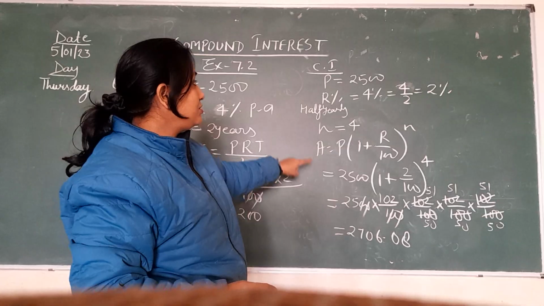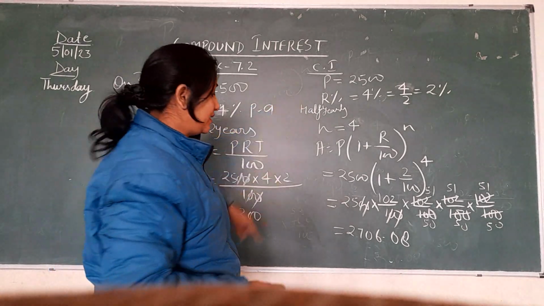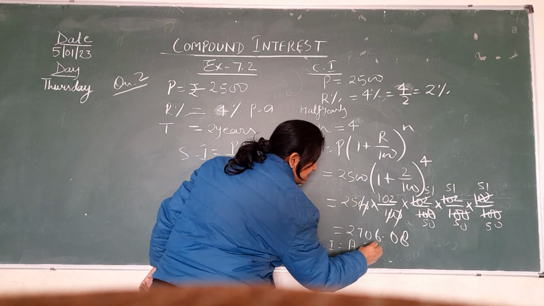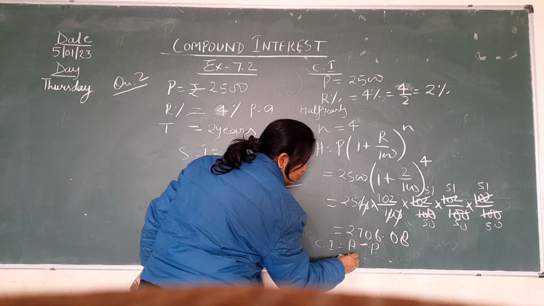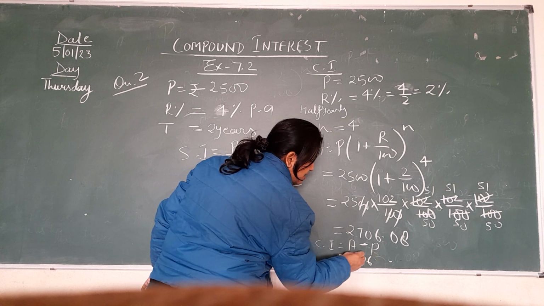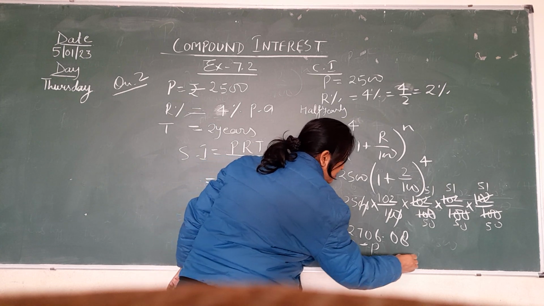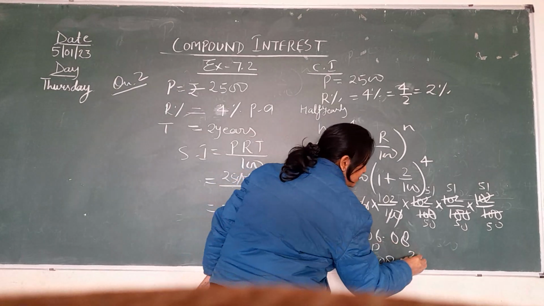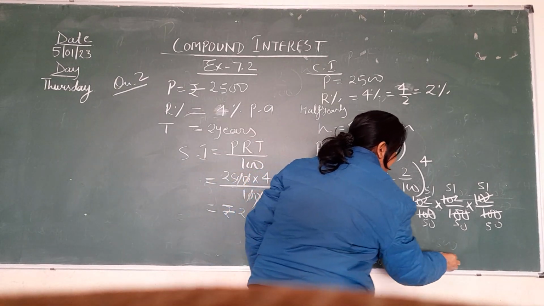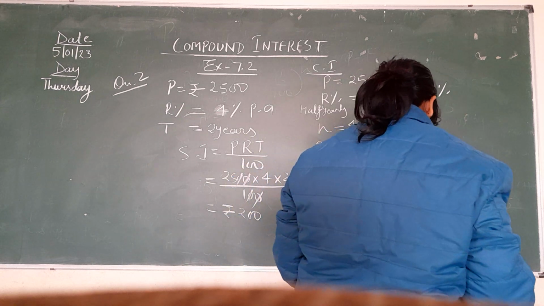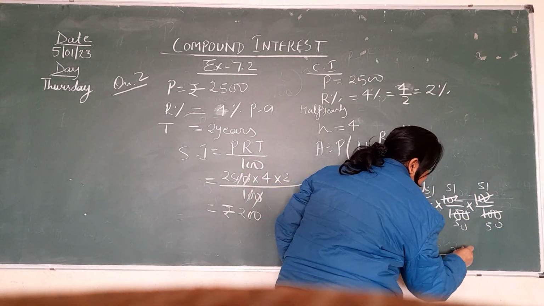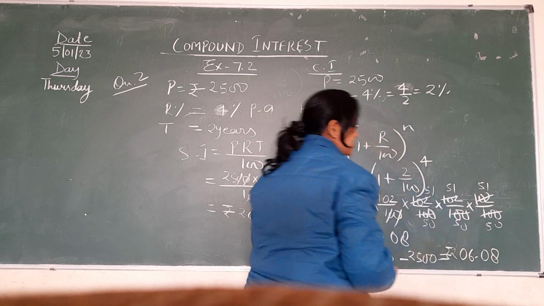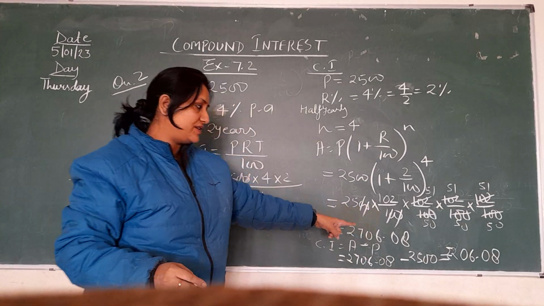So this is the amount. Now we will find out the CI. So CI is equal to amount minus principal. Amount is 2706.08 minus principal 2500, 2500 subtracted, and you will get 206.08. Okay, this is the compound interest.